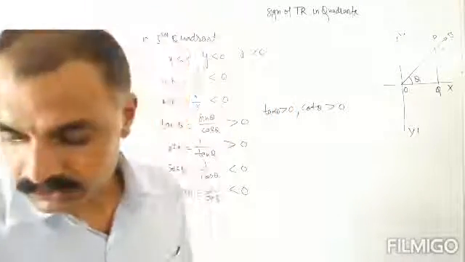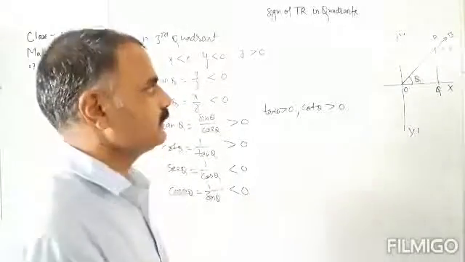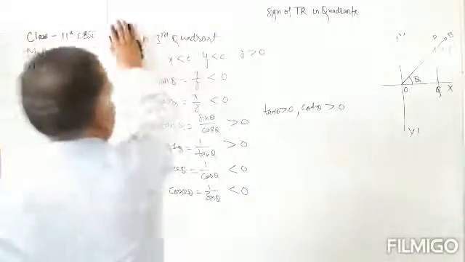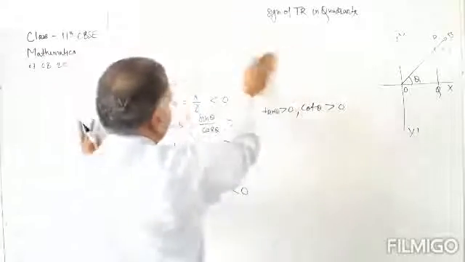Okay, now come to the fourth quadrant. Now we will discuss the sign of trigonometric ratios in the fourth quadrant.